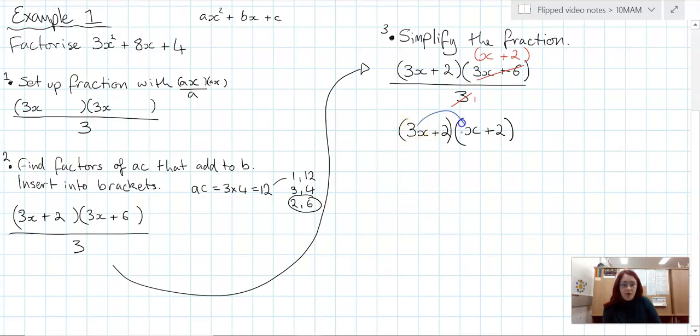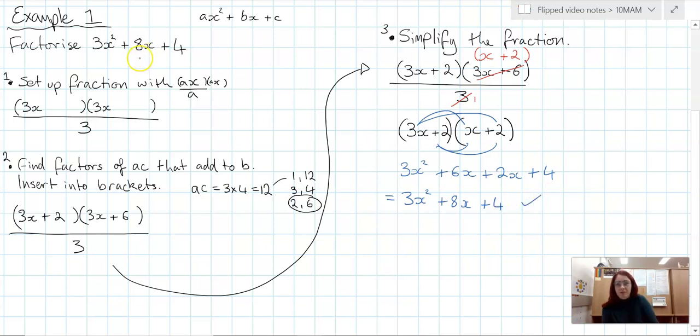We can check that by expanding. So we use our FOIL. 3x times x gives us 3x squared. 3x times 2 gives us 6x. 2 times x, 2x. 2 times 2 is 4. So that gives us 3x squared plus 8x plus 4, which is the same as our original equation.